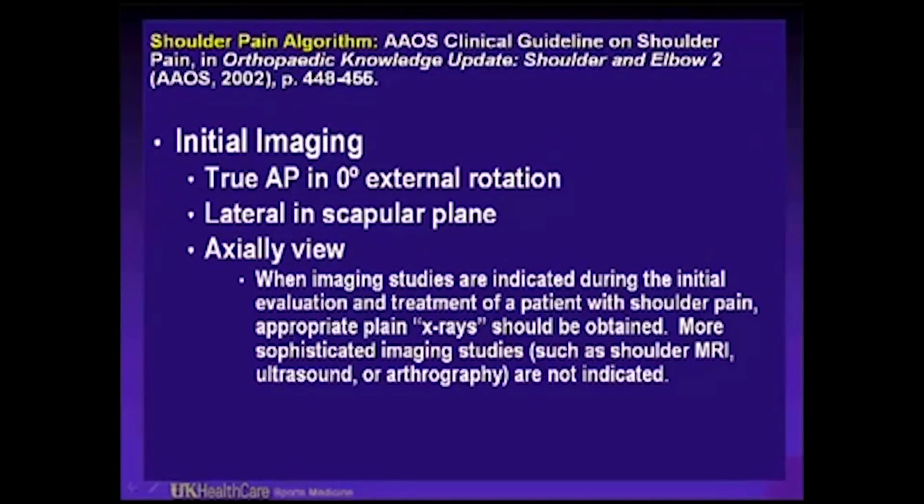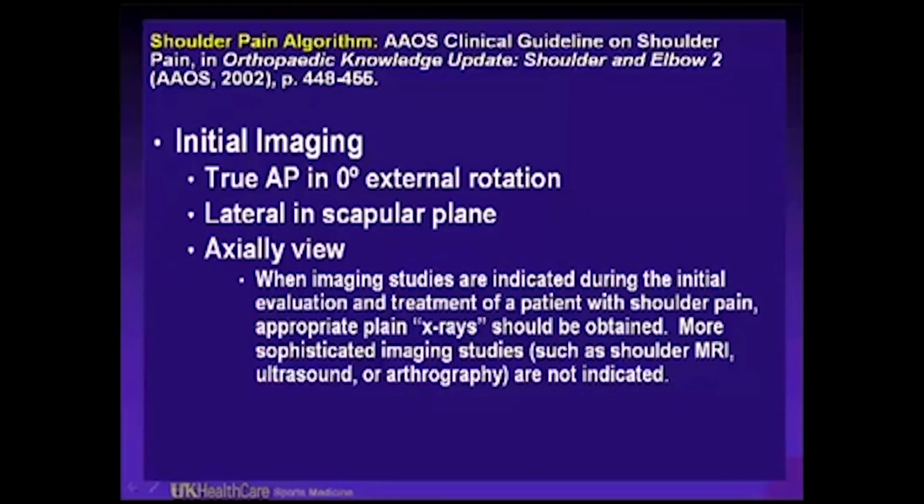So in the shoulder pain algorithm, the initial imaging that is suggested is a true AP in 0 degrees external rotation, a lateral view in the scapular plane, and an axillary view is again a very good image. Sometimes you have to hold the shoulder if they're dislocated. You as the physician have to hold the shoulder and assist the x-ray tech.